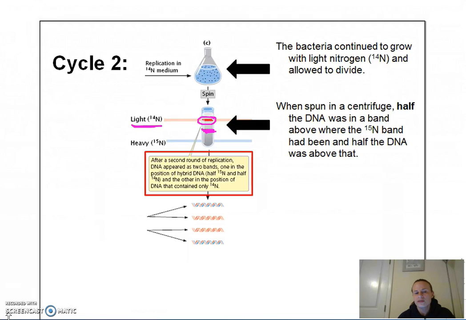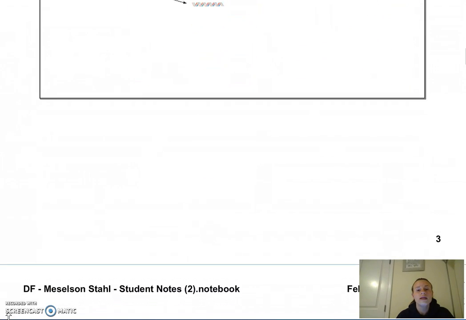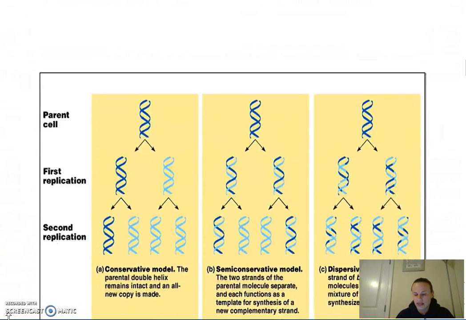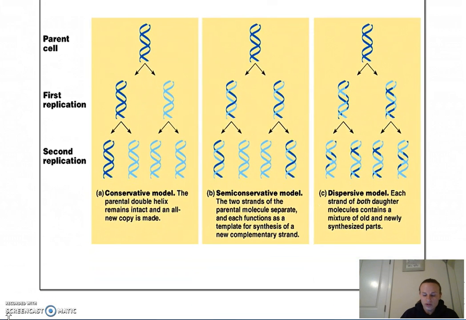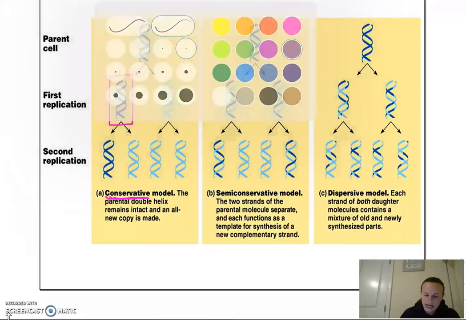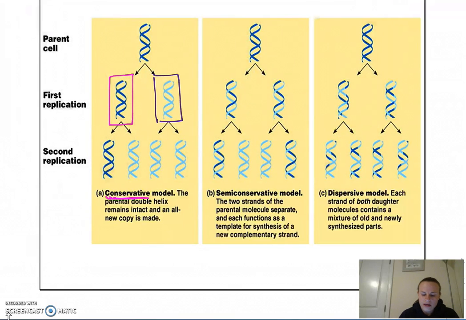The three proposed models explain the method for DNA replication. So using the information that Meselson and Stahl got from their experiment, they compared it to the results that they would get if each model for DNA replication held true. The first model that was proposed is the conservative model, which says that the double helix doesn't separate. Instead, it remains intact, and you get an identical copy of the first strand that is all new.